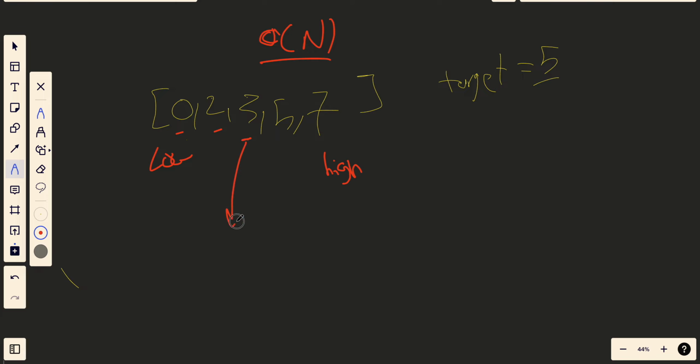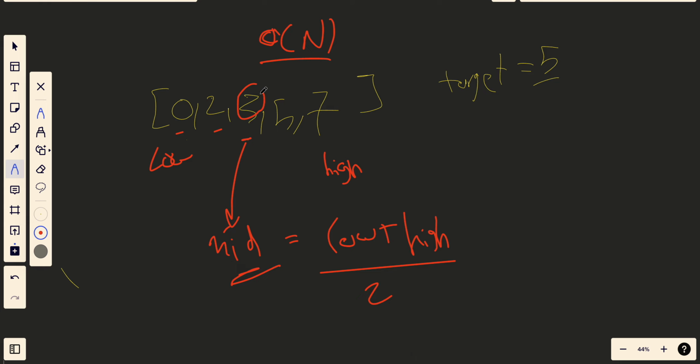And this will be the mid, which is what we use to try to find our target. So how do we find the mid? The mid equals low plus high divided by 2. I guess it will be equal to 3. So basically we ask, does this 3 equal the target? No, it doesn't equal.